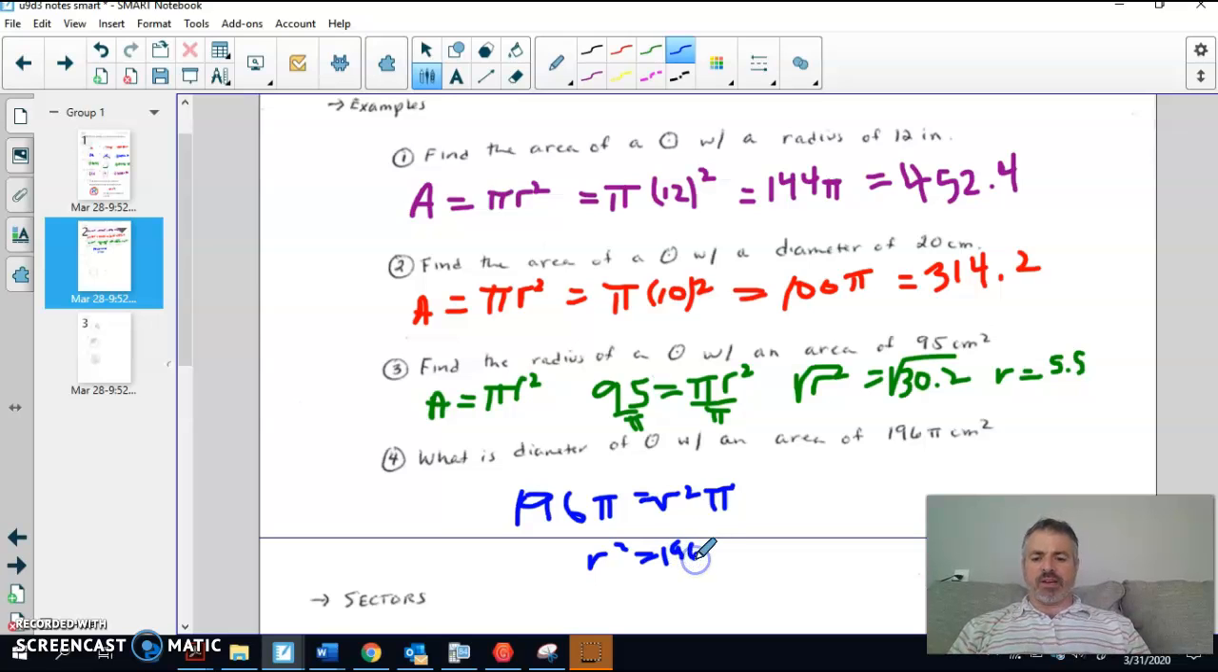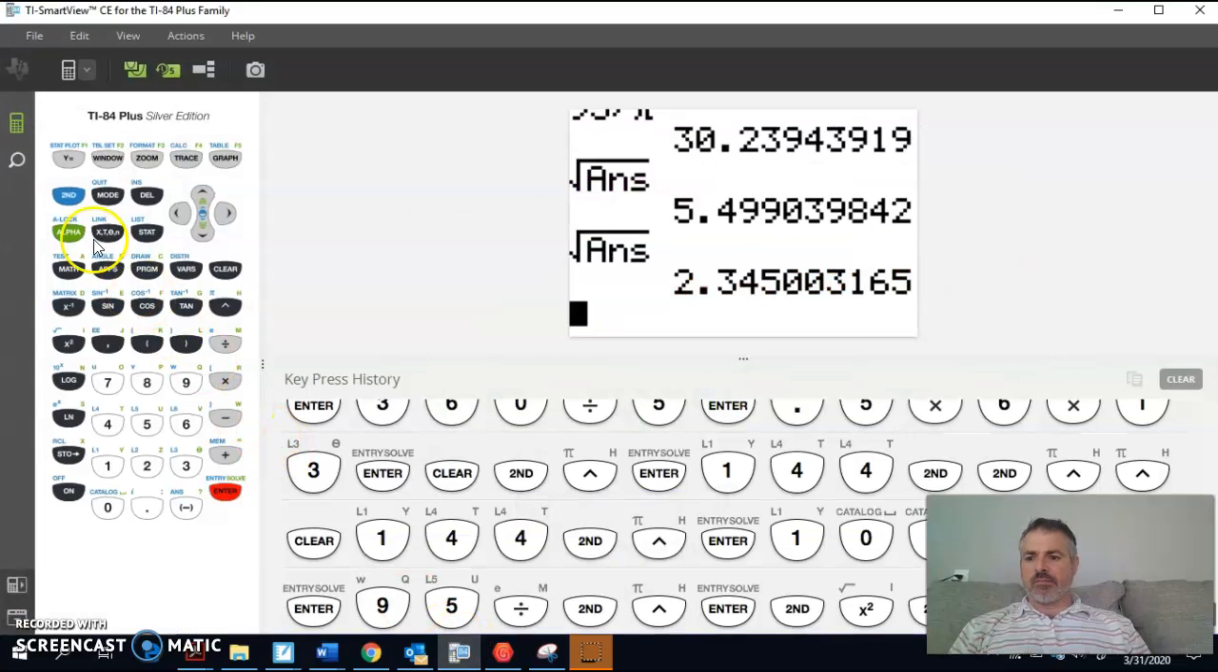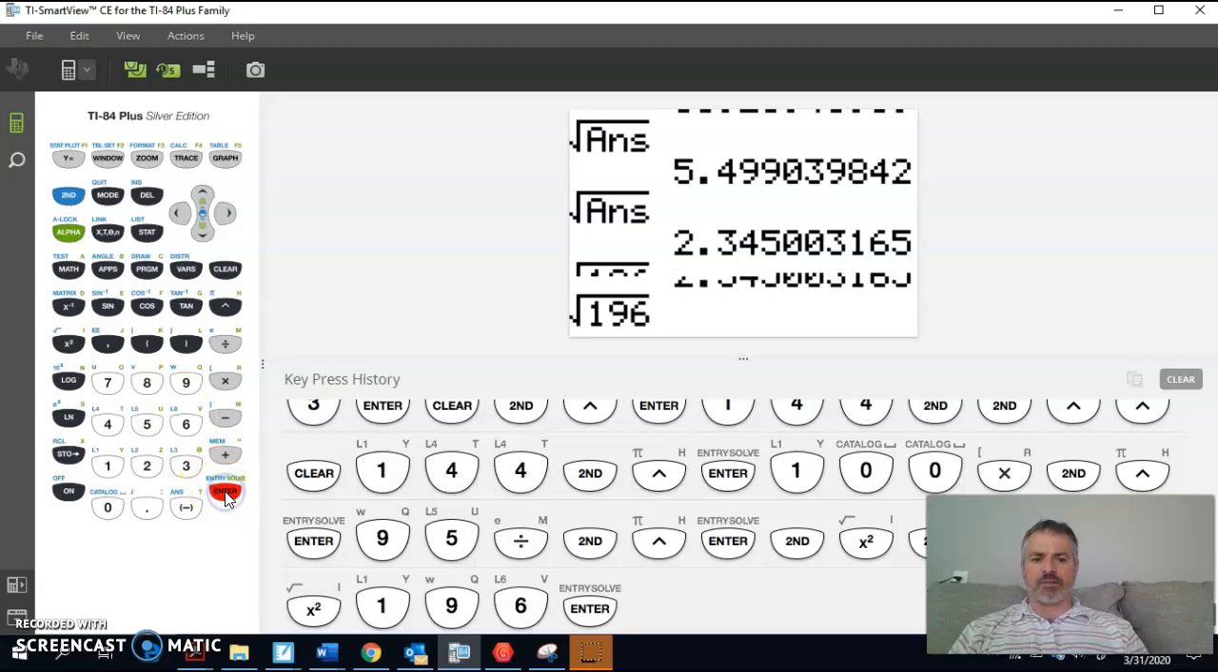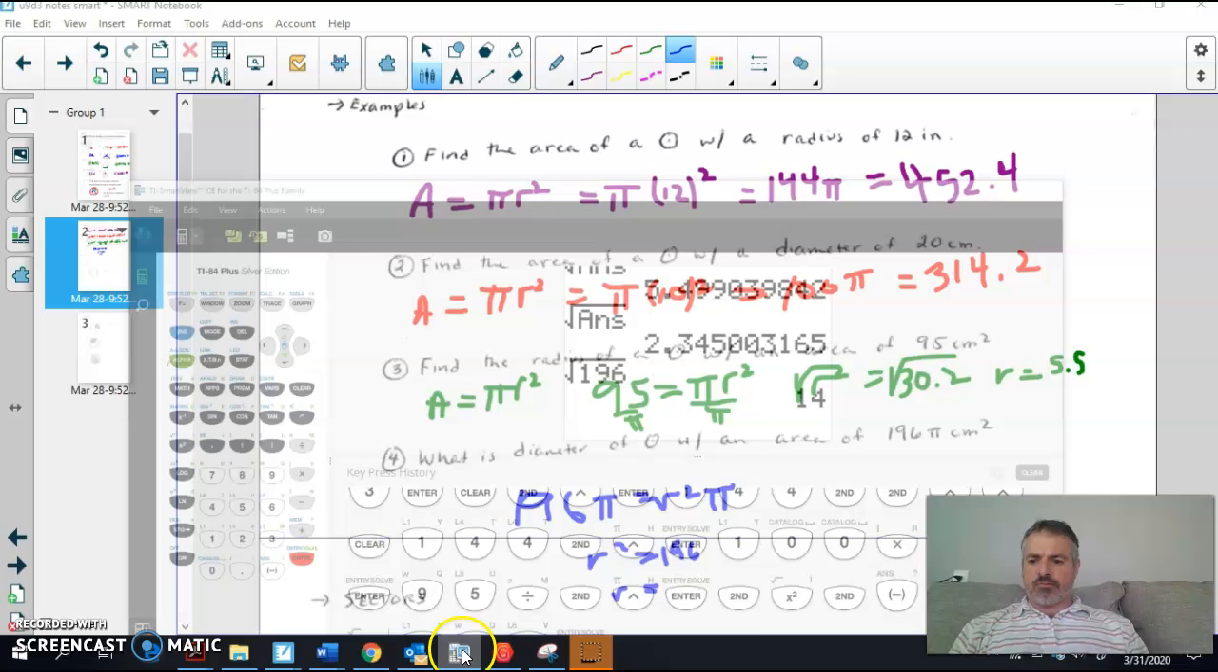And then the square root of 196, what is that, 16? I think it's 16. What's the square root of 196? Or is it 14? I think it's 14. So that's equal to 14.